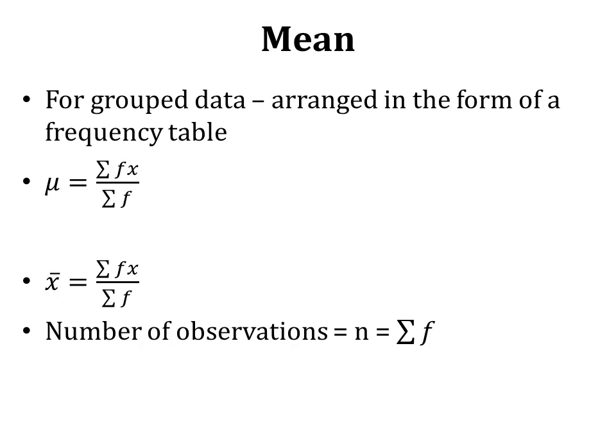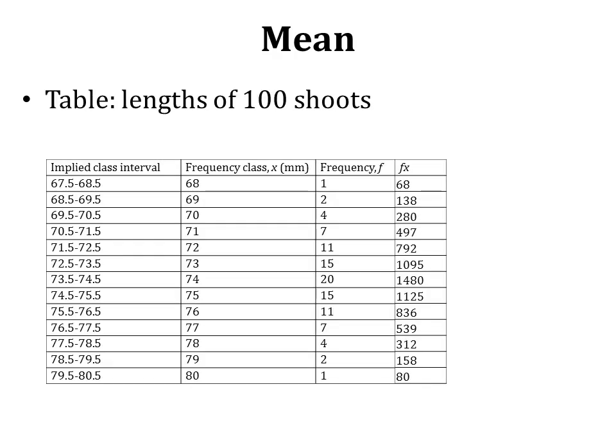And for grouped data, because most of the time we have a large number of observations arranged in the form of a frequency table, we have to do the calculations directly from the frequency table. For that purpose, we have the formula for the mean, which is summation fx divided by summation f. Summation f here is the number of observations, and summation fx is when we multiply each class by its frequency. So that is known as the summation fx. This is how we calculate the mean values.